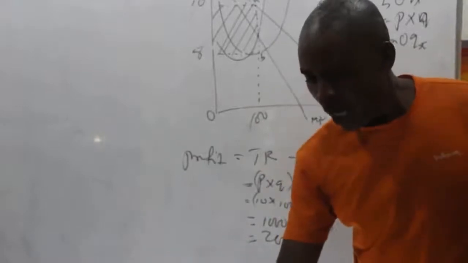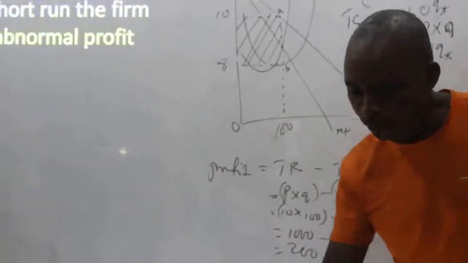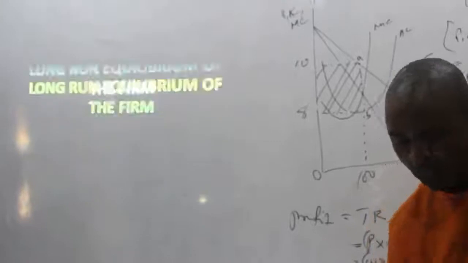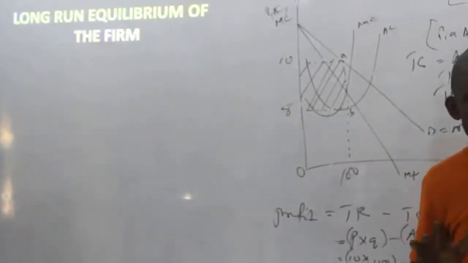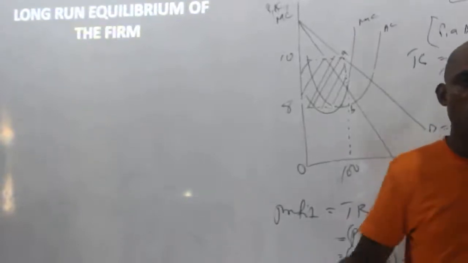Now, let's look at equilibrium in the long run. Like I said, in the long run, the firm may still make abnormal profit, but it may be lower. Why?